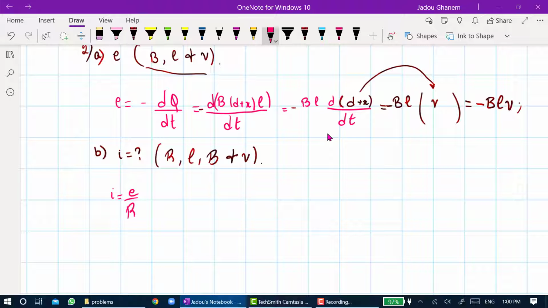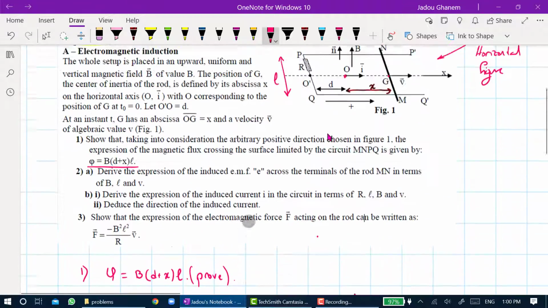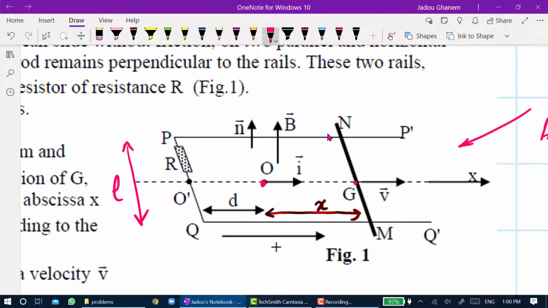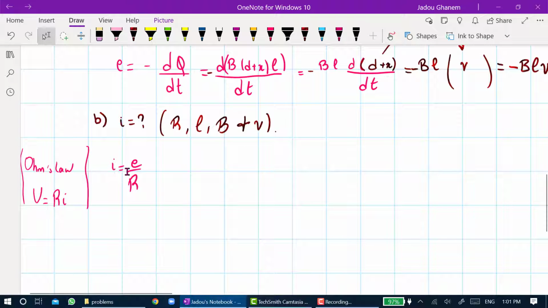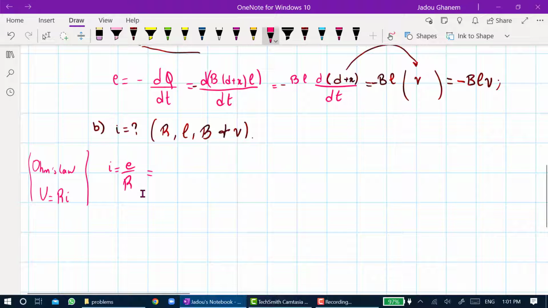This is totally similar to Ohm's law. Ohm's law says the voltage across a resistor is Ri. Here in this circuit, this is a resistor. So the voltage between points M and N, which is the rod, will be equal to the voltage across the resistor R. So the voltage here is E, and the voltage here will be R times I. Then we can write I equals E over R. Now substituting the value of E, we know that E equals minus BLv from the previous part. So I equals minus BLv over R. And that's the expression of I.